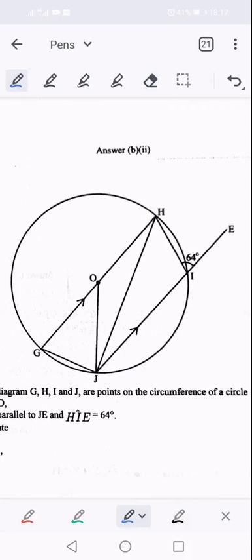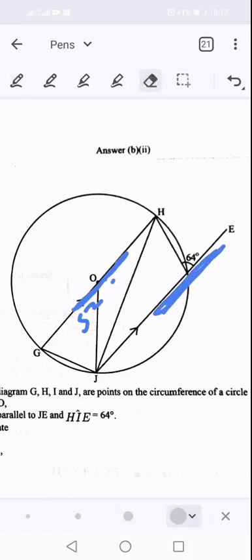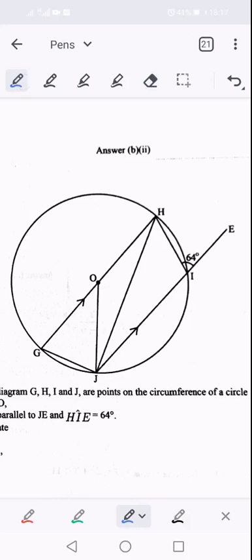As you can see, this is a straight line. So when we have 52, we subtract 52 from 180 because it's a straight line; angles on a straight line add up to 180. We apply the same concept and get 128. So angle JOH is 128.